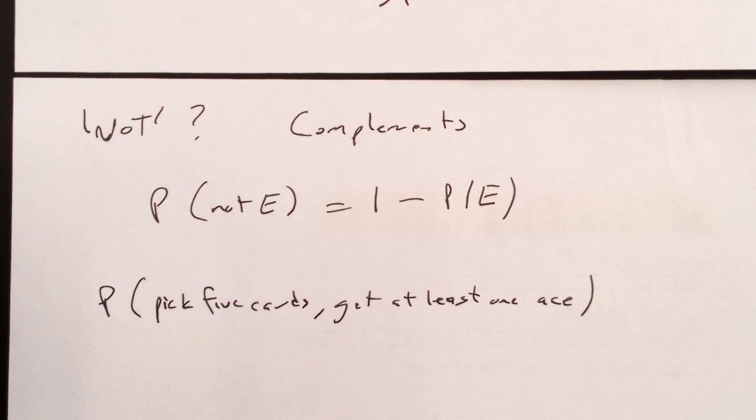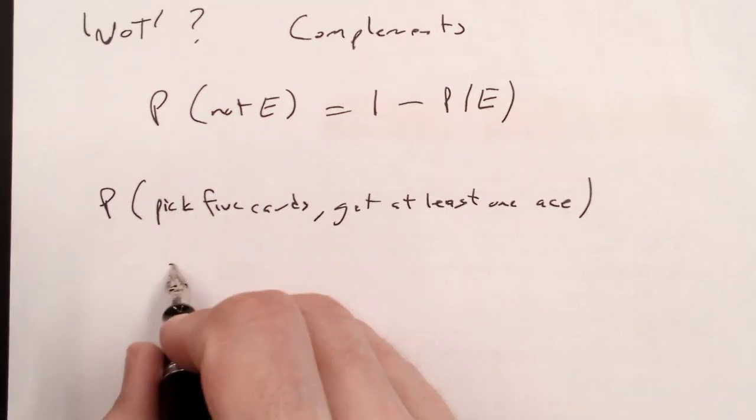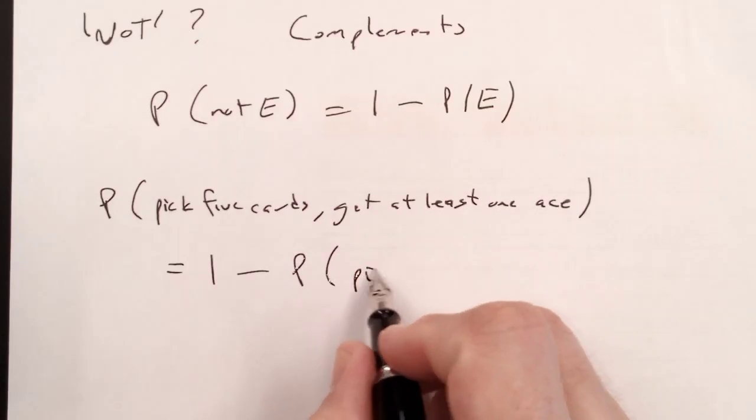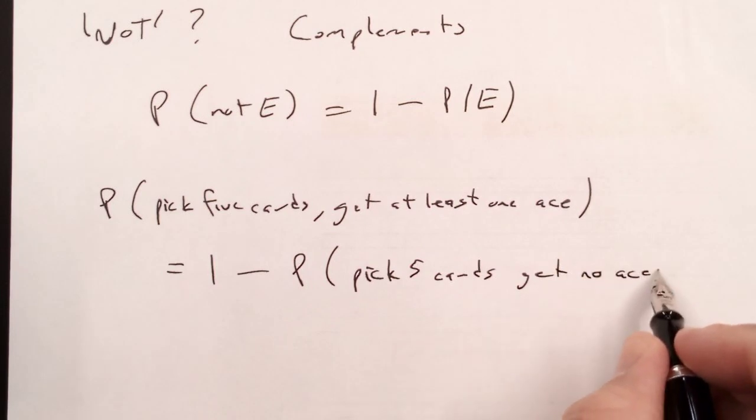Emily, I'm gonna push here, and I'm gonna say it's much harder to do this 1 card at a time than it is to do it in sets. If I want you to pick 5 cards from our shuffled deck of cards, what's the chance you get at least 1 ace? Problem is I could get 1, I could get 2, I could get 3, I could get 4, right? What can't I get? Can't get no ace. So what I could say is that this is 1 minus the chance of that.